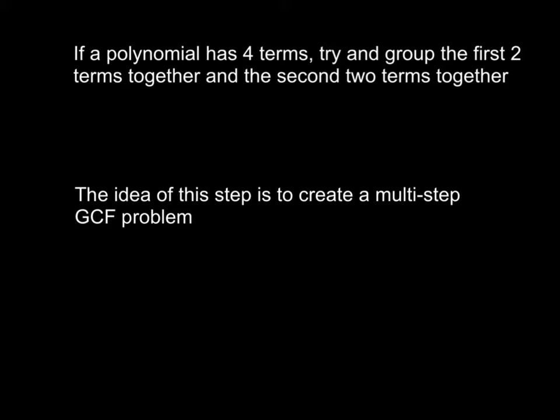If the polynomial has 4 terms, what we're going to try to do is group the first 2 terms together, see if there's a greatest common factor there. Then we're going to group the second 2 terms together, see if there's a greatest common factor there. And then if that happens, hopefully there'll be another greatest common factor that we can take out front. Now, if you can understand this, the main part of factoring, which is factoring trinomials, will become very, very simple. So this is a very important step to pay attention to. Now, the whole idea of this step is to create a multi-step greatest common factor problem.